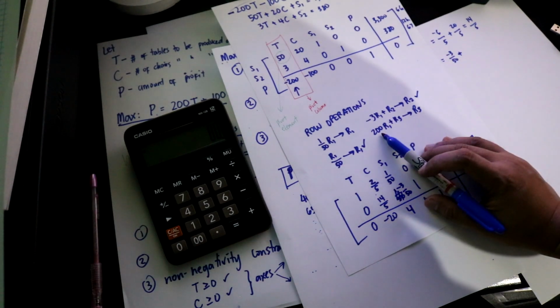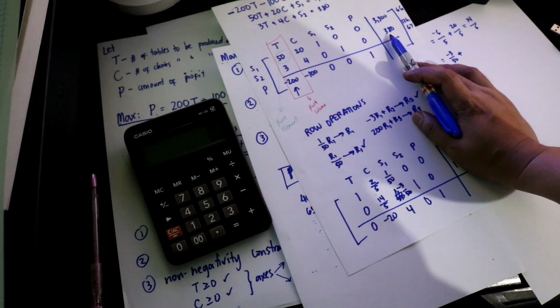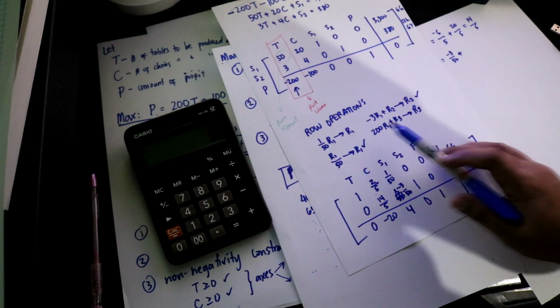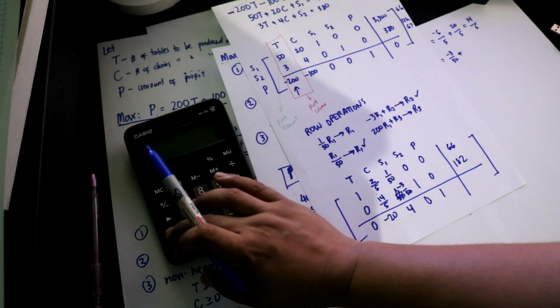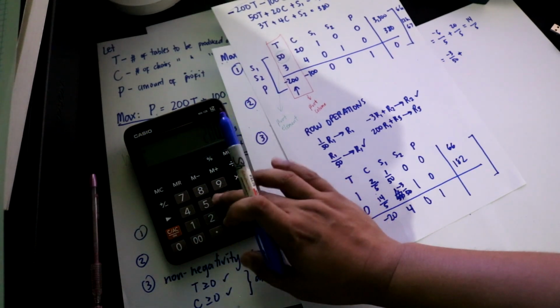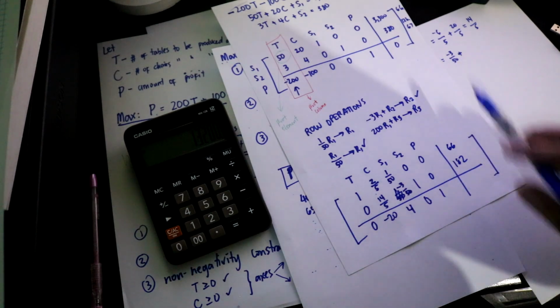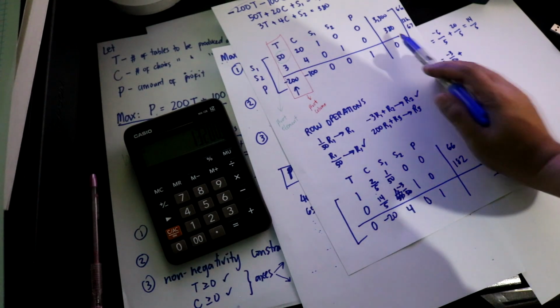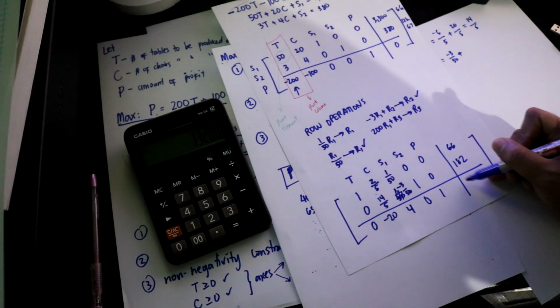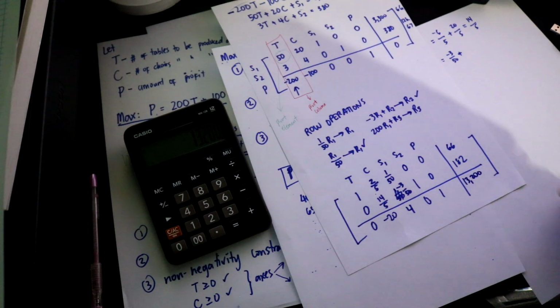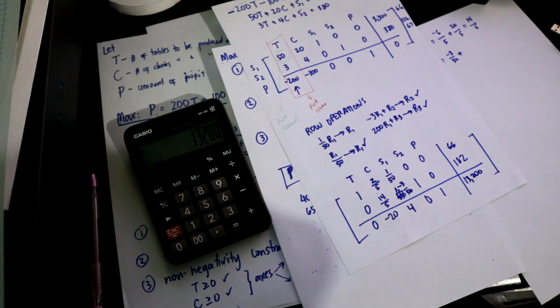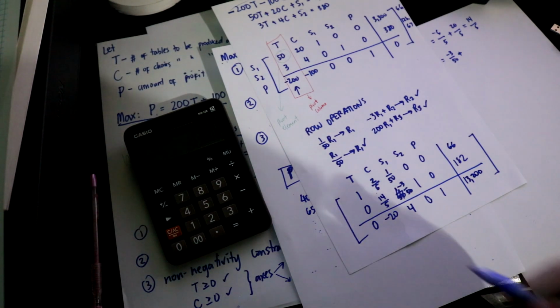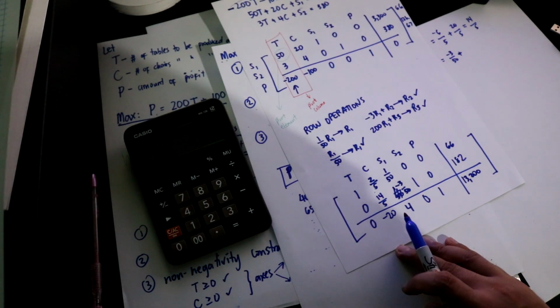And finally, 200 times 66. 200 times 66 is 13,200, plus 0 is 13,200. We're done with this third row operations, and now we have a resulting tableau.